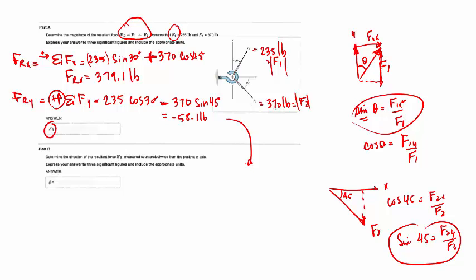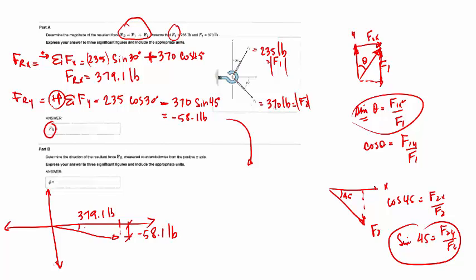continue here underneath, and very important is the fact that we'll have a sketch. Always do a sketch. Okay, always. That helps because then you have on X is 379.1 pounds, and I'm not to scale, then in Y is negative 58.1 pounds. And here is the angle. So this is my resultant force.